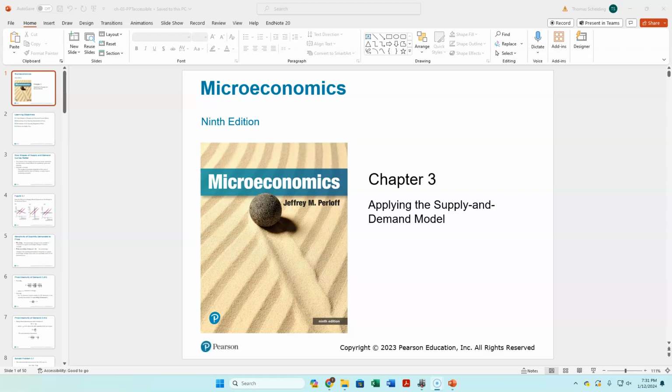In chapter three, the title is called Applying the Supply and Demand Model, but I actually think that's a pretty bad title because essentially all that this chapter is about is elasticity and taxes. And I actually think that elasticity is probably one of the most important concepts in economics. Understanding of elasticity.